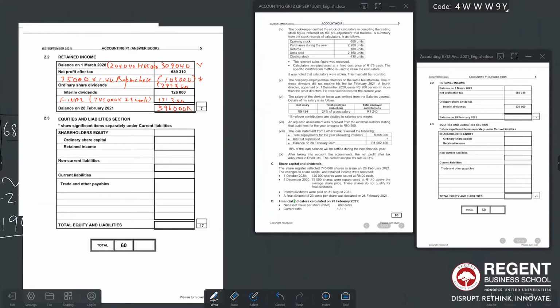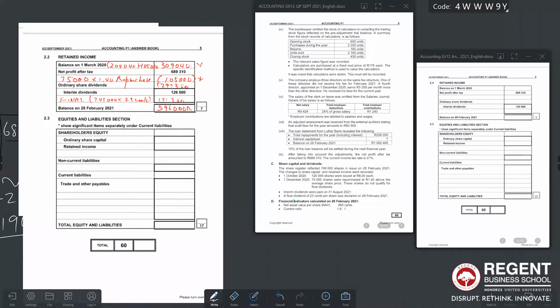Now look at your retained income account again. The catch was the balance at the beginning. You needed to understand when they told you in the question, the share capital register reflected 745,000 shares in issue on the 28th of February. The changes to share capital and retained income were recorded. Okay, the final dividend, that was easy. I didn't put up that page for you, the pre-adjustment trial balance, but you should have it. It was sent through to all of you with the question. So the 204,040 is on the trial balance. You needed to take it from there.